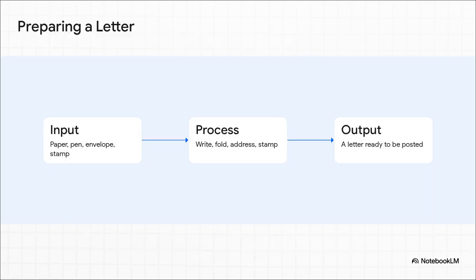And the textbook gives us this great down-to-earth example, posting a letter. So your inputs, the paper, pen, and an envelope. The process, that's the writing, the folding, putting it in the envelope, and sticking on a stamp. And the output, a letter that's ready to be sent. It's such a simple way to see how we break down literally any task.